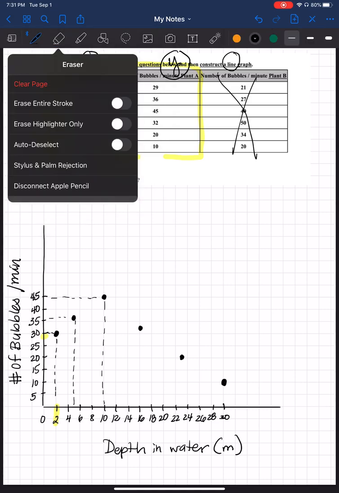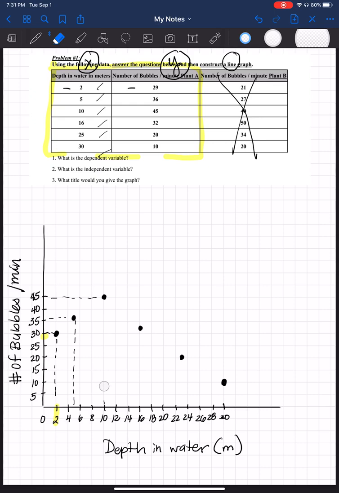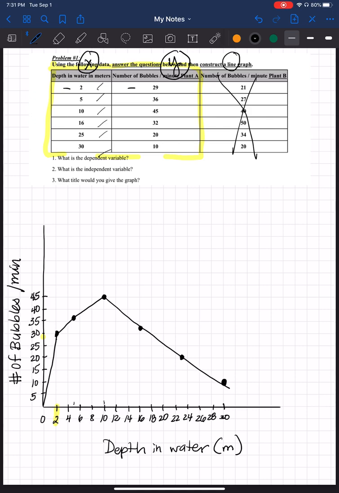So I'm gonna erase these lines here. So after you plot your points, then we're gonna connect the dots, because it is a line graph, so that means you gotta connect the dots as well as you can. Right, so that one goes there, that one goes there, and then that one goes down like that. Right? We are not done quite yet.